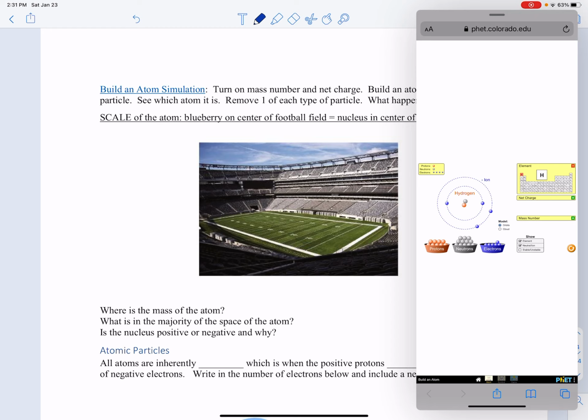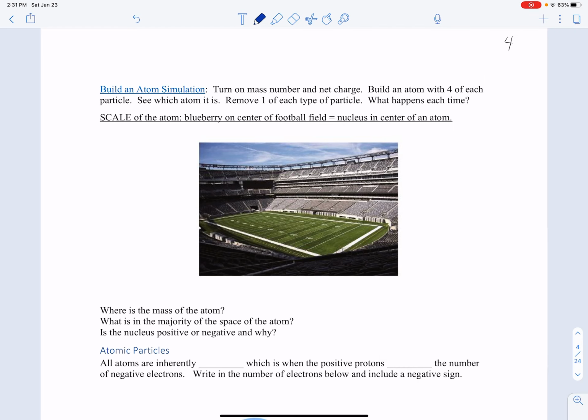We're going to come back to the simulation when we're looking at how protons and neutrons and electrons affect charges on atoms and ions. But it's a great simulation. You can play around with it. And you can try it with 4 of each particle. See which atom it is, because it'll tell you on the chart which one you have. And you can also try removing each type.